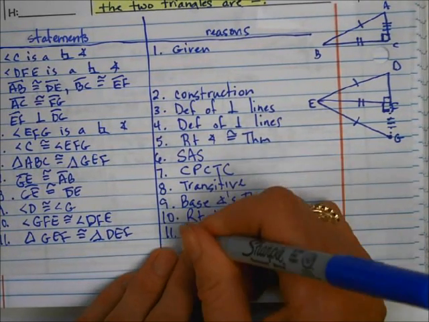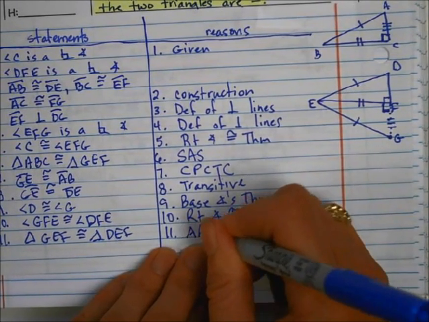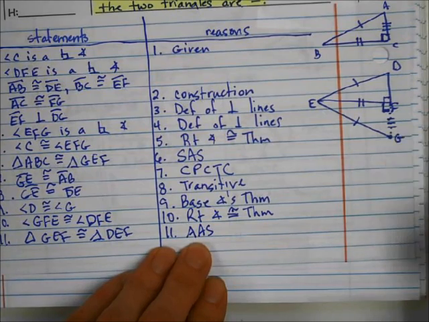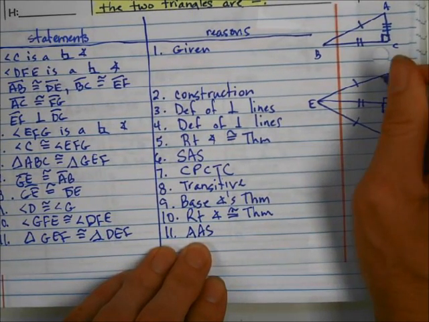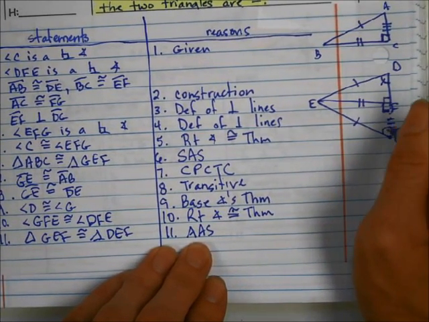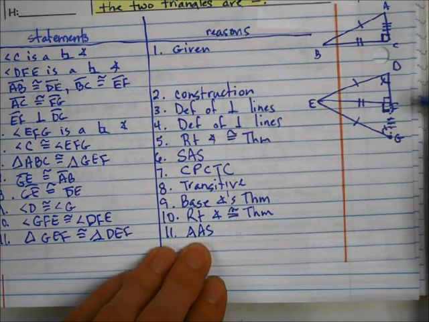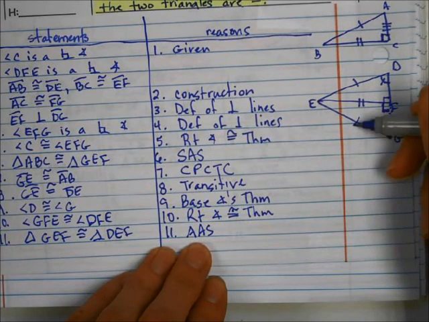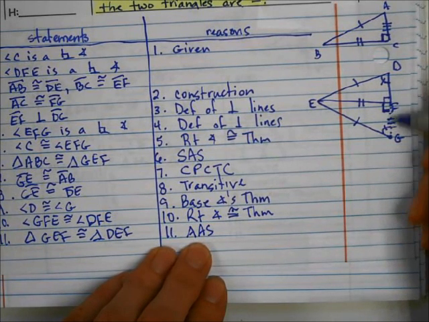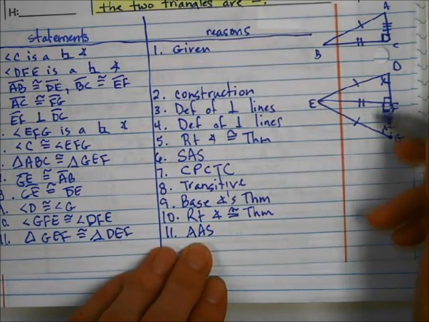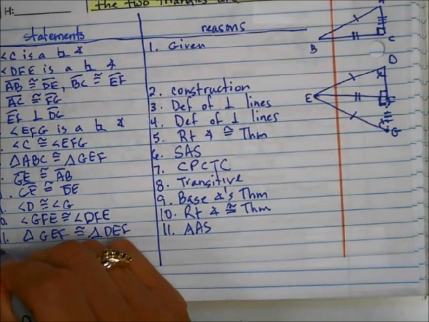So number 11, that's the angle side theorem. Let's see why that works. Angle, side. Oops, I forgot to mark my picture here. We proved that these two angles were congruent. So angle side, angle side. So we know these two triangles are definitely congruent.